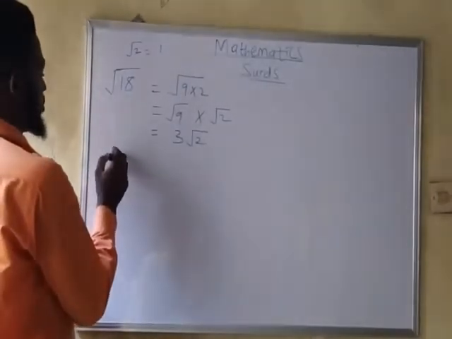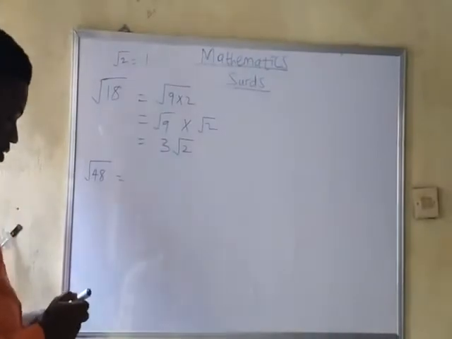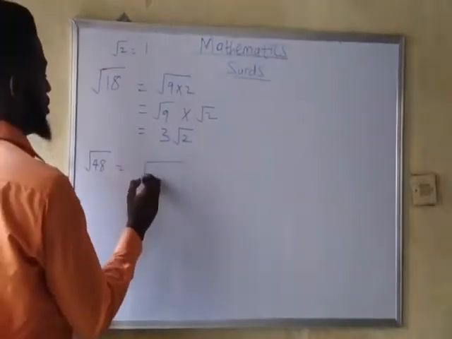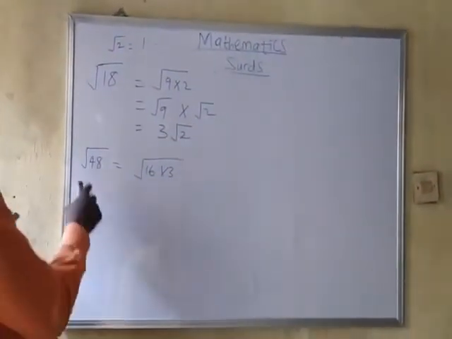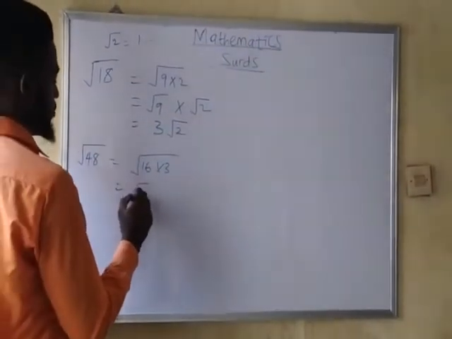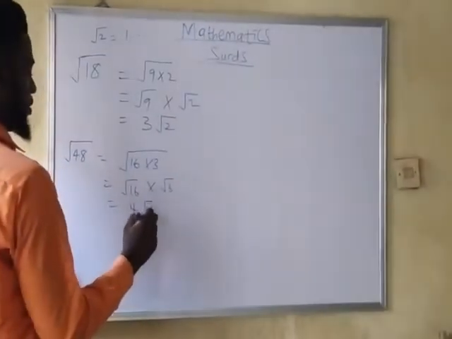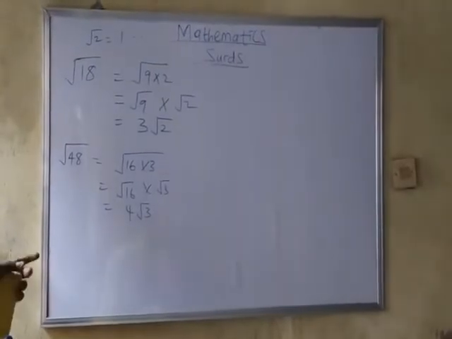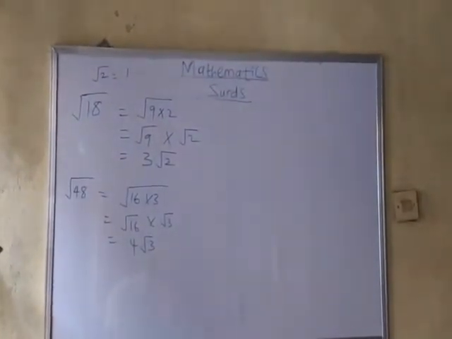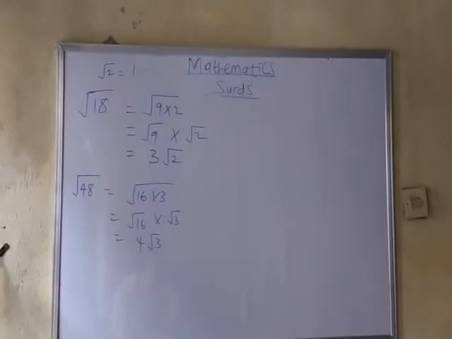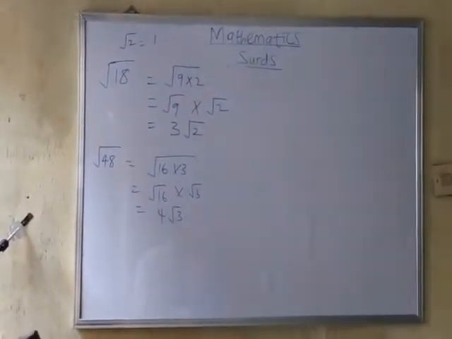Let's look at another one. Let's look at root 48. We can reduce root 48 into root 16 times 3, just simplifying the perfect square and multiplying it by whatever can give you this. Root 16 times root 3 thereby makes it 4 root 3. So simply by doing this, you can attack questions on surds using their simpler forms. This is a very simple way of solving problems regarding surds.